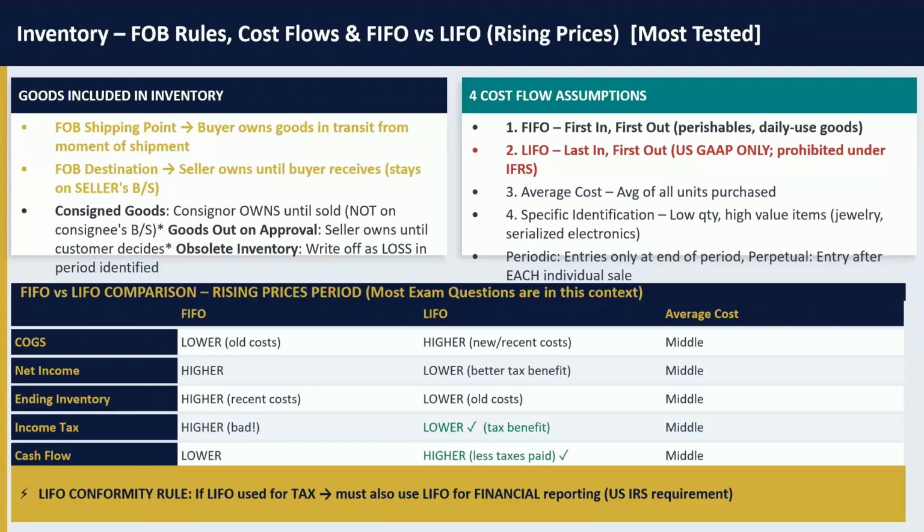If I am purchasing or selling on FOB destination, what happens is, suppose I'm selling the products FOB destination to my customers. Until the goods reach the customer, they will be under my ownership itself. It will be included in my ending inventory itself. After the customer receives it, I will transfer it to cost of goods sold and the customer will recognize it in their ending inventory.